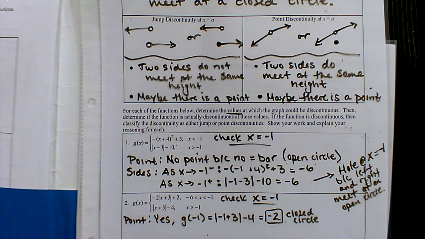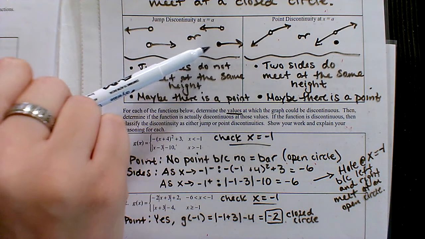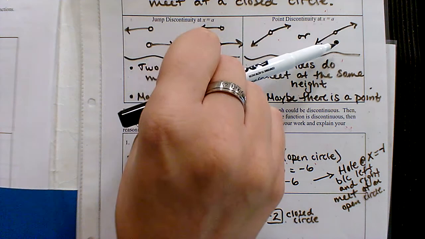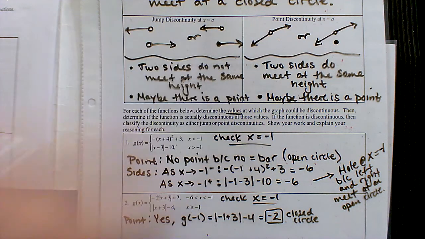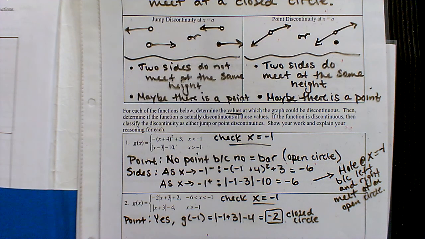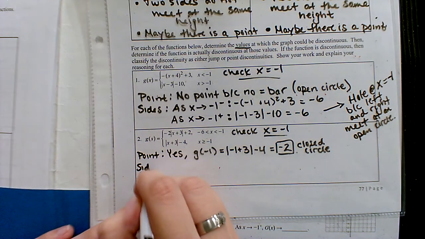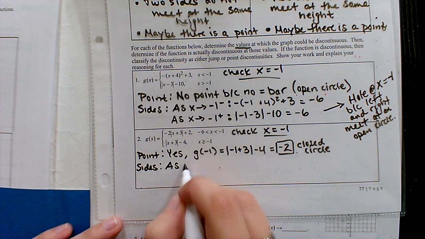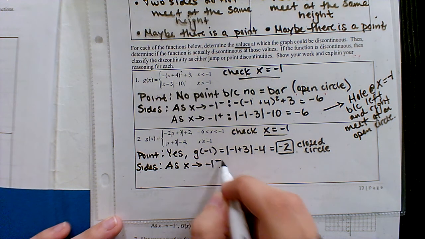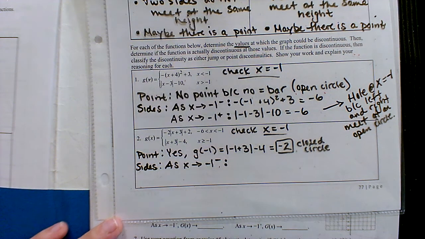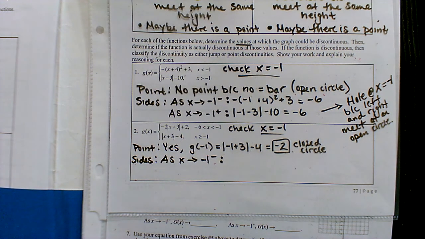But that's not really telling us anything because if you take a look at the chart at the top, we could have a closed circle for a jump. We could have a closed circle for a point or a hole, okay? So we got to analyze what's going on both sides. Okay, as x approaches -1 from the left, which equation would we use to represent the left-hand side? Good, Marie? The first one.